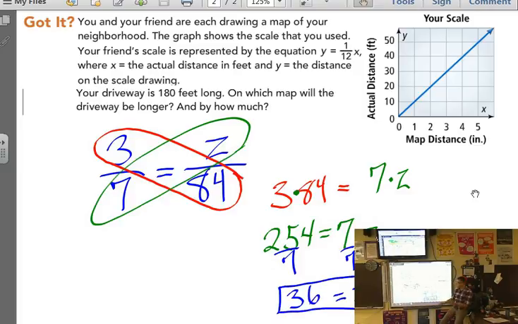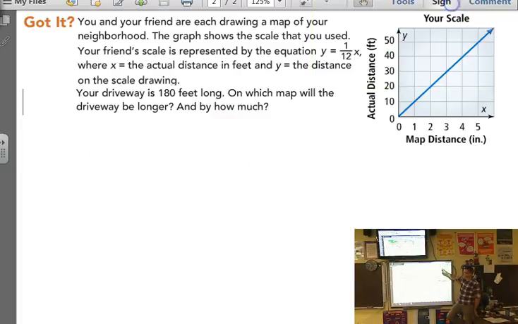Now, this will work no matter where the variable is. No matter where it is, I just cross-multiply whatever side ends up with the variable. I just divide by whatever number is attached to it. Any other questions? We still got a couple minutes.